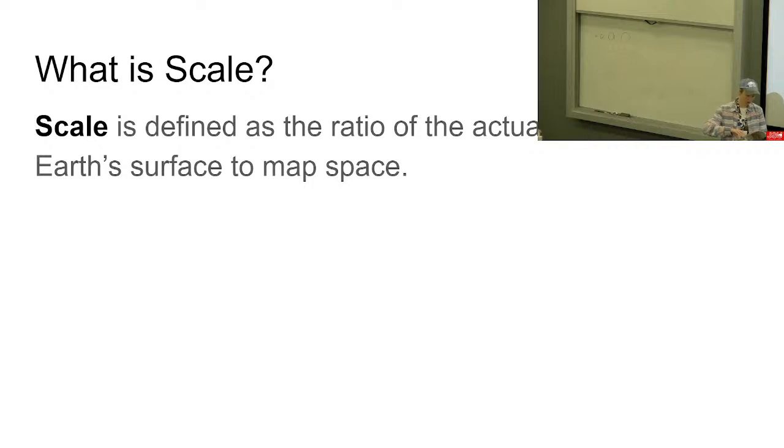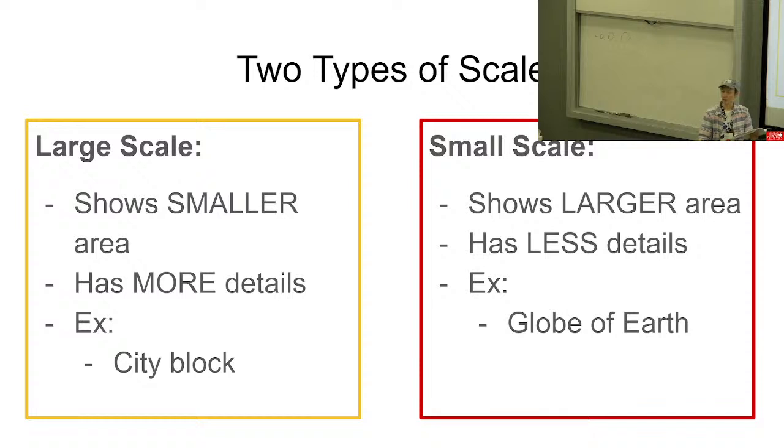So now let's talk about scale. Again, if you're following along in your lab manual, we're on page 4 now. Scale is defined as the ratio of actual area on the Earth's surface to map space. If you look at the scale bar on page 4, if you took that scale bar and put it on a map, that's the map surface to Earth surface. There are 2 types of scale you need to keep in mind.